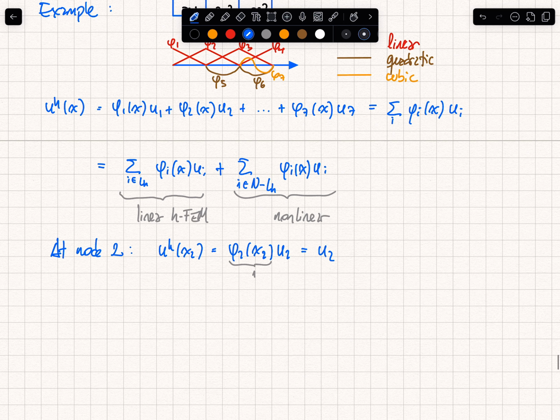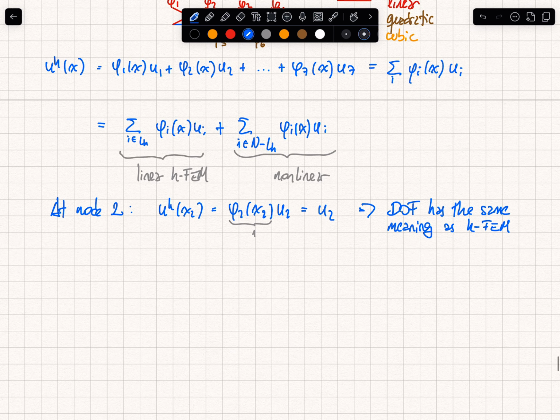Okay, so the DOF has the same physical meaning, right? As in h-FEM.